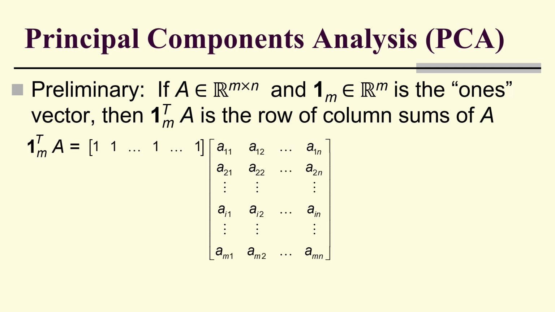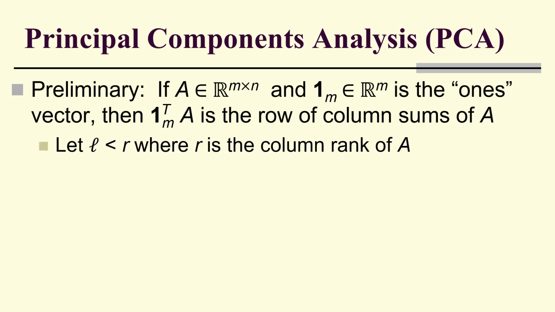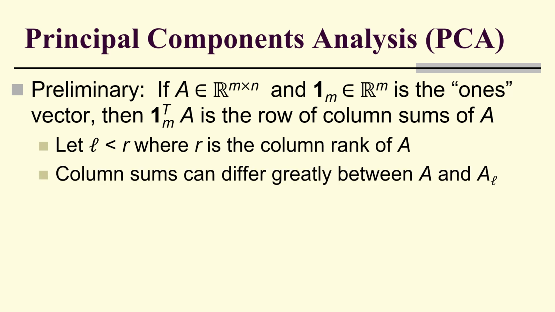Here's 1 sub m transpose times A. So if I multiply by this ones vector, I get the sum of the first column. Similarly, I get the sum of the second column and the sum of the third column, and so on and so forth to the last column. So therefore, this 1 sub m transpose A is the sums of the columns. So if L is less than r, where r is the column rank of A, then the column sums can differ greatly between A and A sub L.